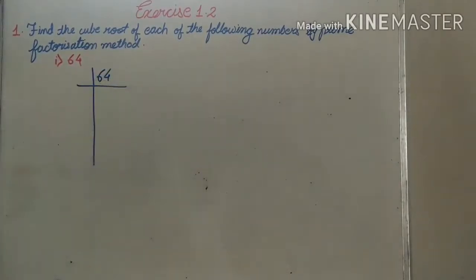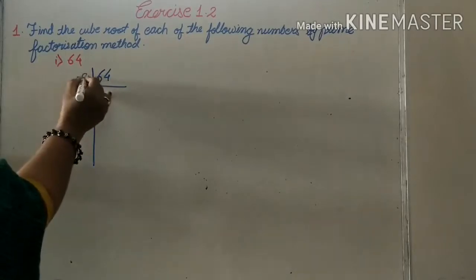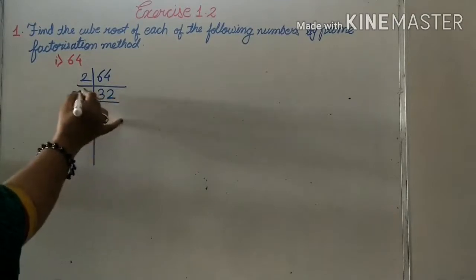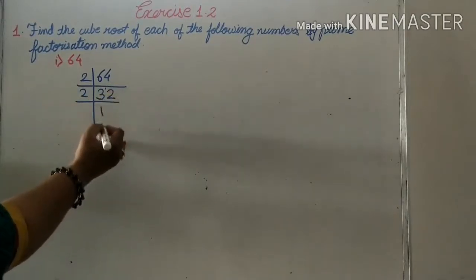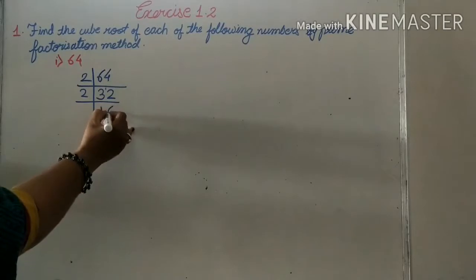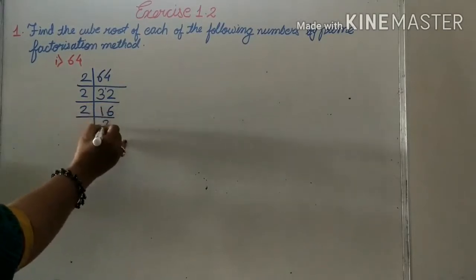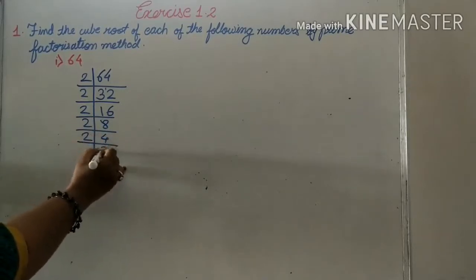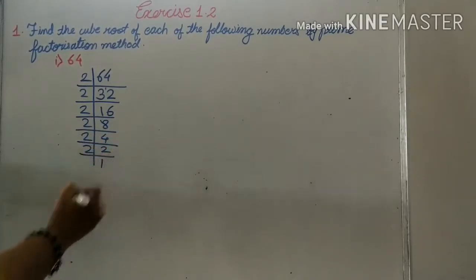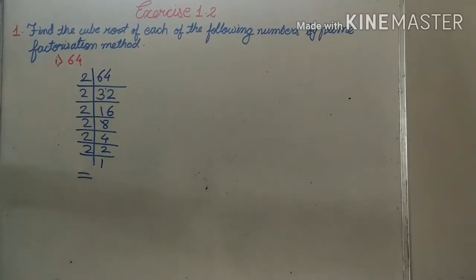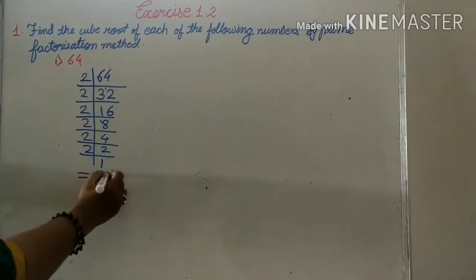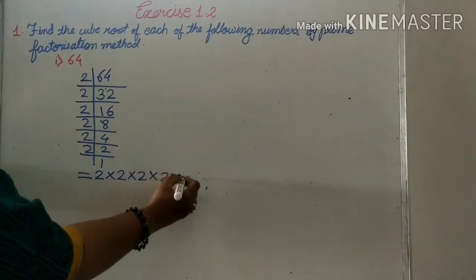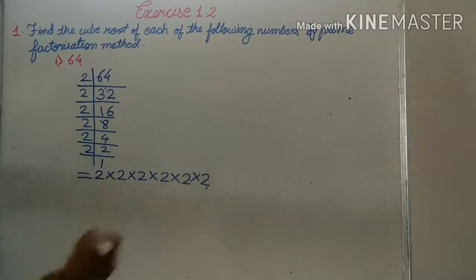The unit digit is an even number, which means it is divisible by 2. 2 3s are 6, 2 2s are 4, 2 1s are 2, carry 1 here, it becomes 12. 2 6s are 12, 2 8s are 16, 2 4s are 8, 2 2s are 4, 2 1s are 2. So the factors of 64 are 2 into 2 into 2 into 2 into 2 into 2.